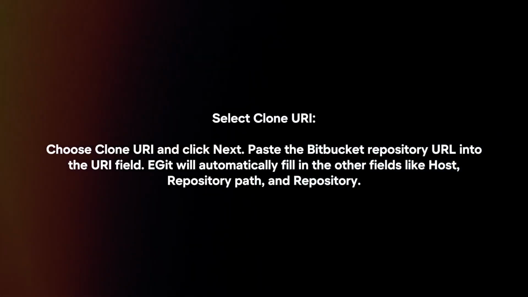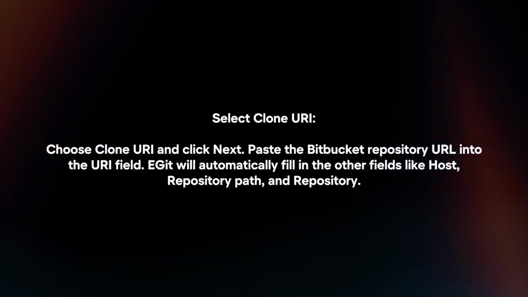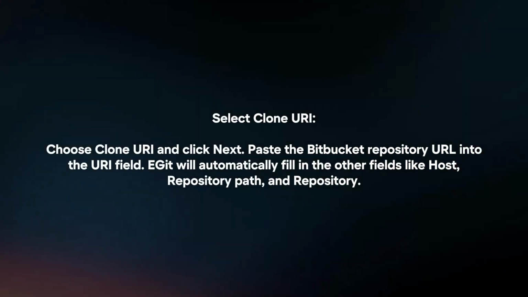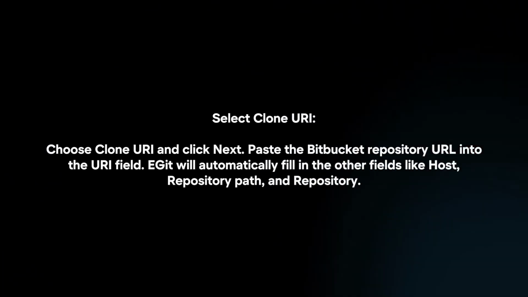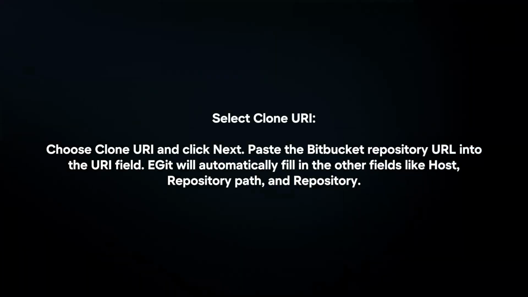Select Clone URL. Choose Clone URL and click Next. Paste the Bitbucket repository URL into the URL field. eGit will automatically fill in the other fields like host, repository path, and repository.